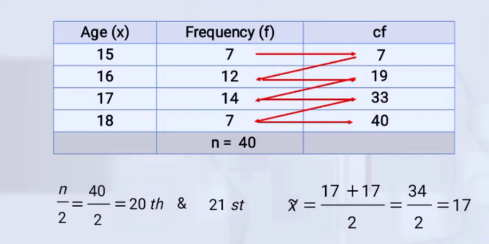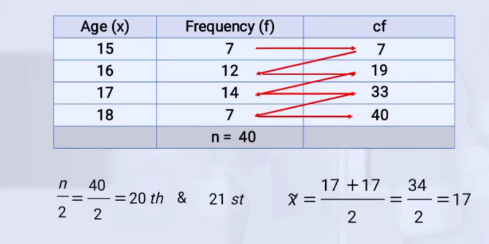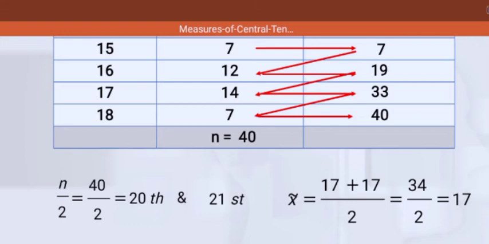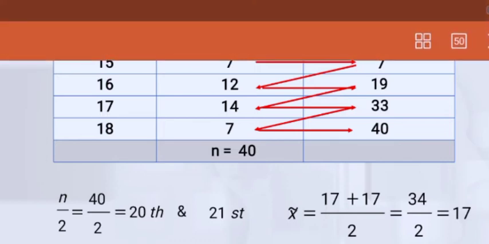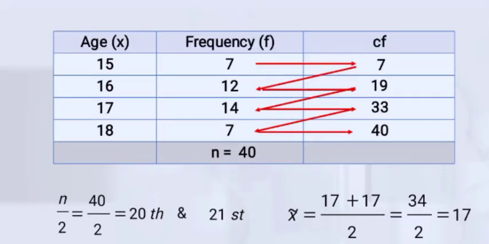In getting the median of the sample dataset, we will get half of 40, and that is 20. And because 40 is an even number, we will also get the 21st term of the dataset. So in the cumulative frequency, that is 7, 19, 33, and 40. And the 20th and the 21st term are included in 33. And since the age present in that cumulative frequency is 17, we will consider that as our 20th and 21st term in our dataset. We will add the two terms, that is 17 plus 17, divided by 2, and that is equal to 17. So our median in our dataset is 17.